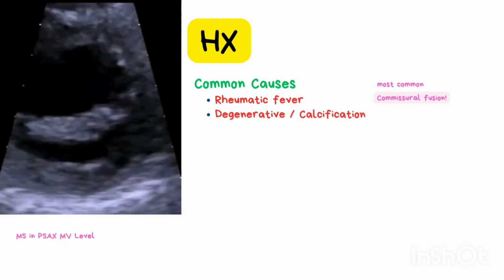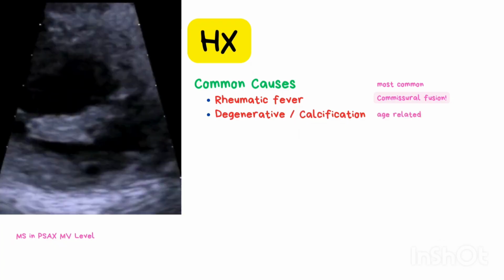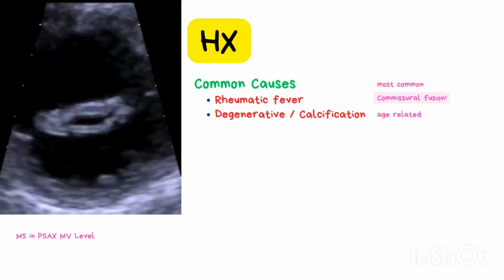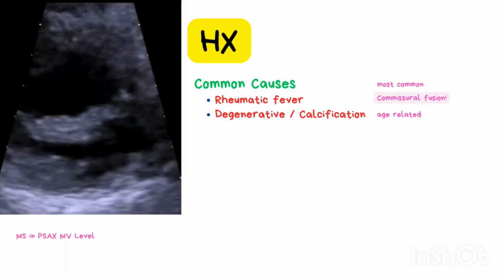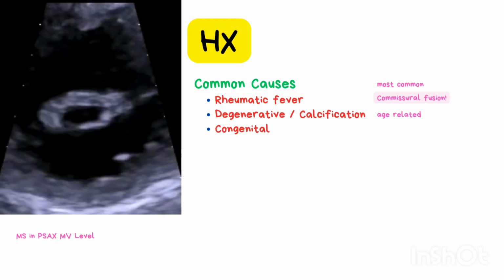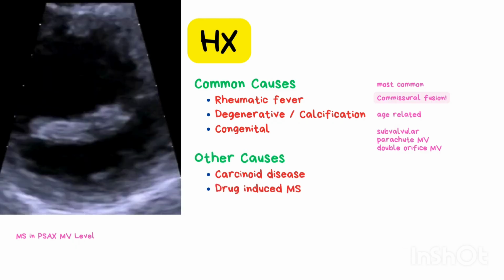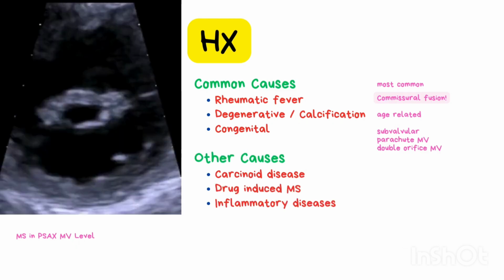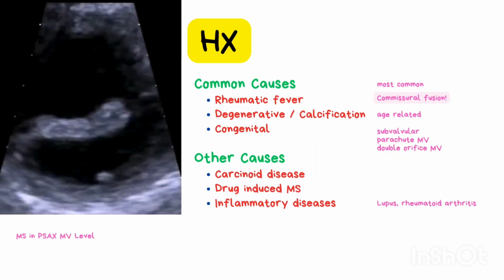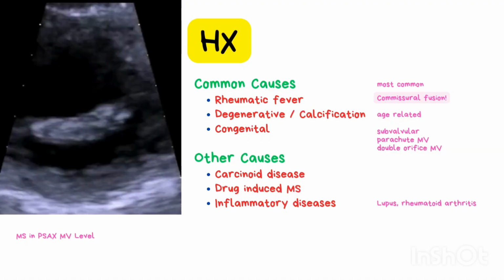Then we have degenerative or calcific mitral stenosis, more common in older adults. Instead of affecting the leaflets, this form typically involves calcification of the mitral annulus, making the valve stiff and less mobile. Other less frequent causes include congenital MS, which often involves abnormalities in the subvalvular apparatus, and secondary forms like carcinoid heart disease, drug-induced valve thickening, and systemic inflammatory diseases like lupus or rheumatoid arthritis. Each of these has a slightly different mechanism, but they all lead to the same result: a mitral valve that doesn't open the way it should.